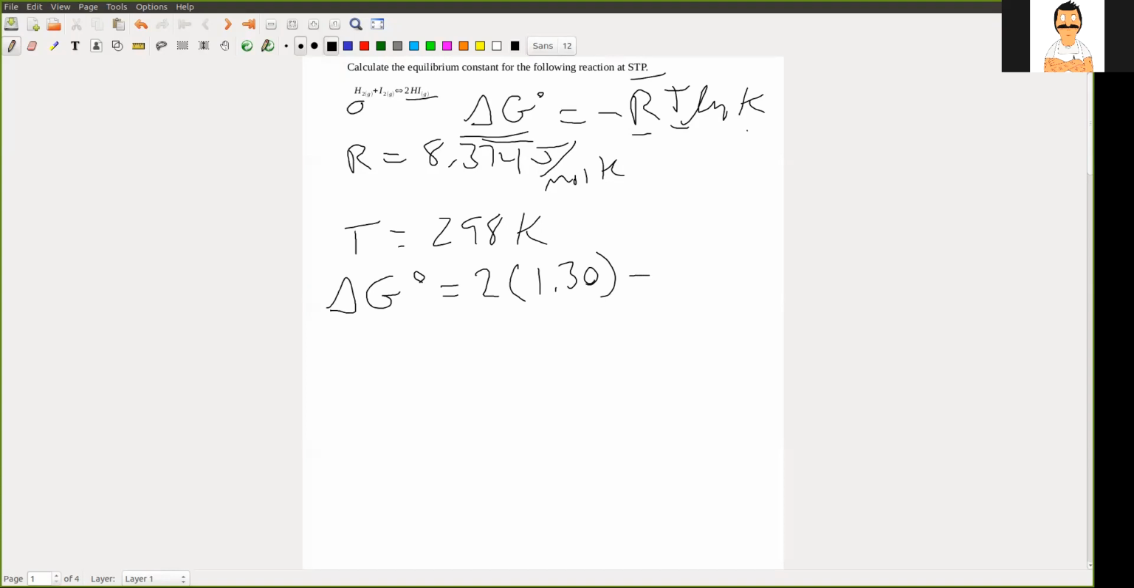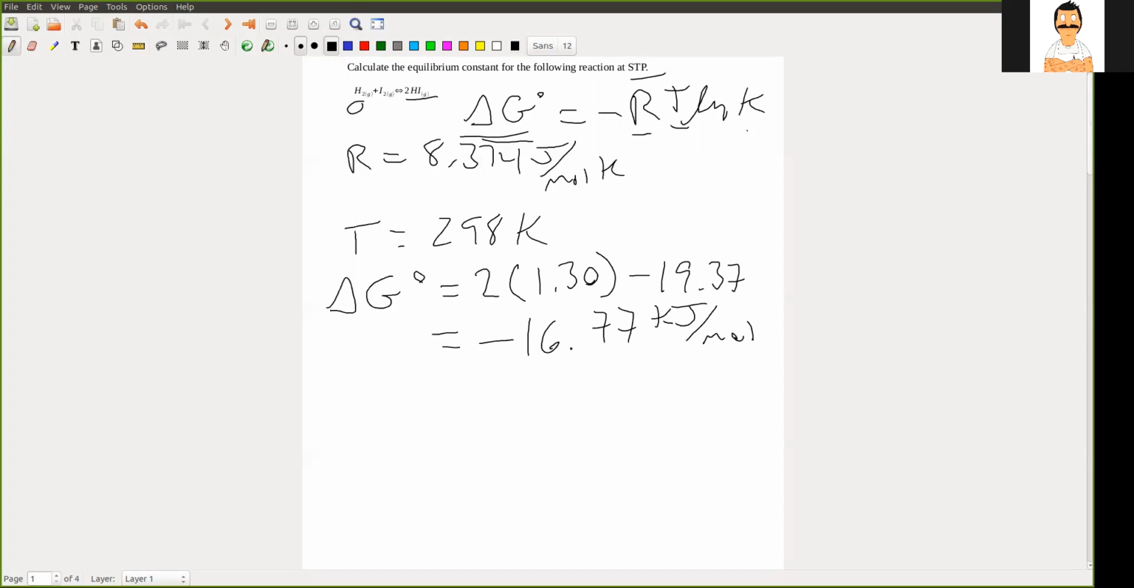And you might be tempted to do that also for I2. However, I2 is not in standard state when it's in its gaseous form. It does have a Gibbs free energy associated with it for its formation. And that Gibbs free energy is 19.37 kilojoules per mole. So our delta G is calculated as negative 16.77 kilojoules per mole.